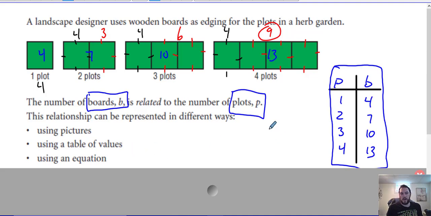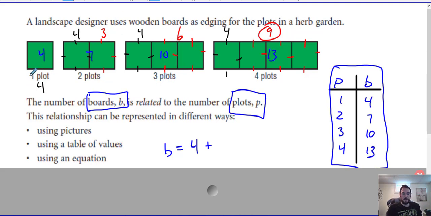And the equation is set up in a way that, again, we see the P's and the B's. So the number of boards needed will be equal to, and we can write out some way of adding and multiplying these things together. We have two things happening here. We have this constant 4 that happens every single time. So it's 4, and then to it, we add a number of boards equal to 3 more every single time. So plot 1 needed no extra boards. Plot 2 needed 3 extra boards. Plot 3 needed 6 extra boards.